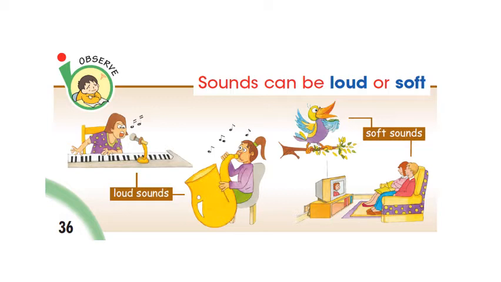Soft sounds are those that are low in volume, while loud sounds are sounds that are high in volume. Examples of loud sounds we have are the piano, the microphone, the saxophone. Examples of soft sounds we have are when we talk or whisper, the sound of the birds. We can also have the sound of the clock.